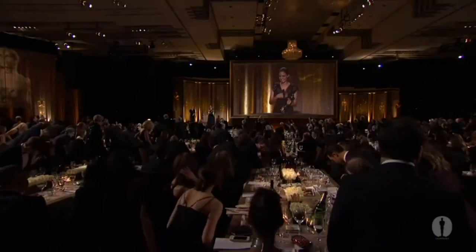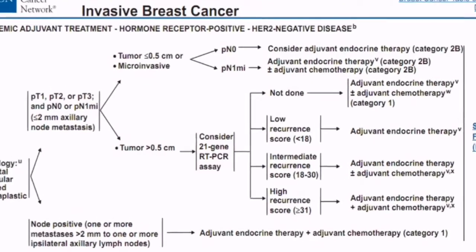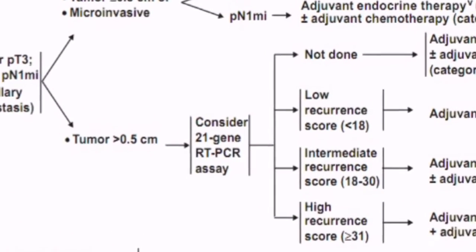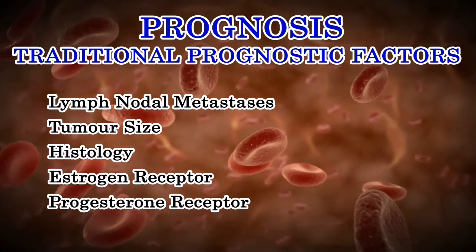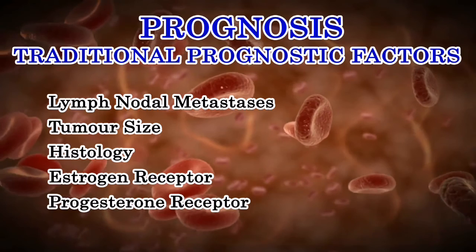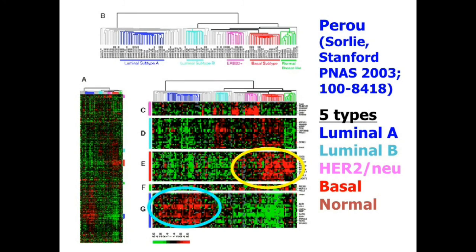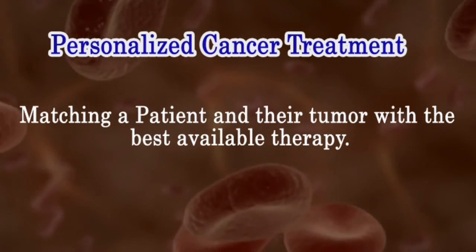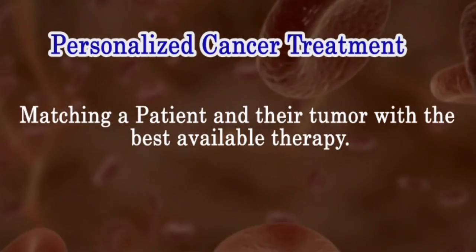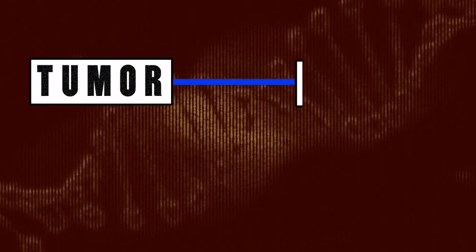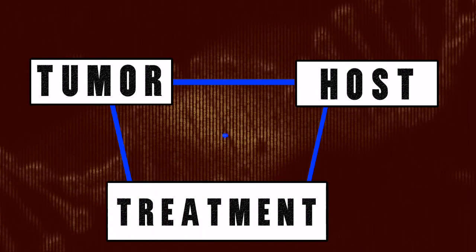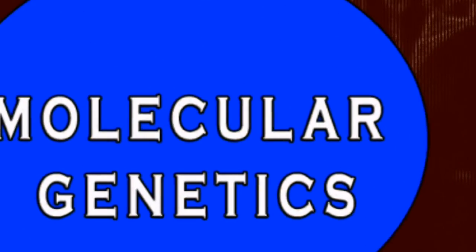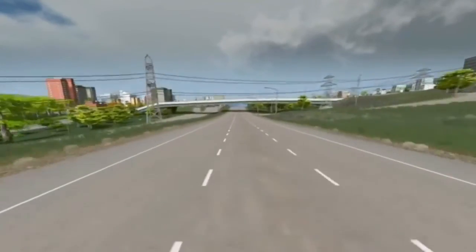Gene tests like Oncotype DX can be used to avoid chemotherapy in selected subsets. Traditional prognostic factors are necessary but not sufficient. We need gene arrays to tailor the treatment according to the molecular subtypes and personalize cancer treatment. To conclude, the treatment outcome of cancer patients depends on three factors: the tumor, host, and treatment factors. Molecular genetics plays a central role, and we still have a long way to go.